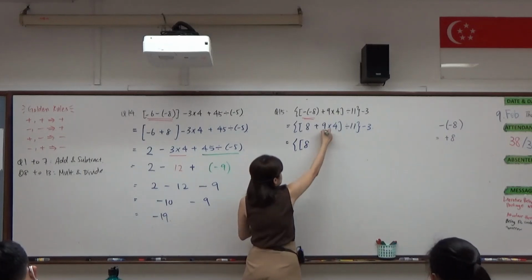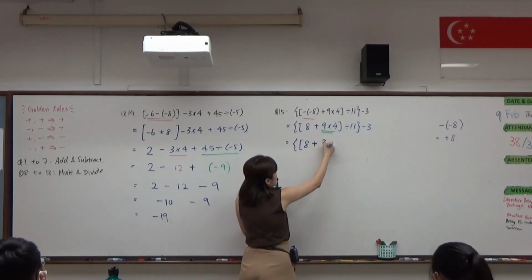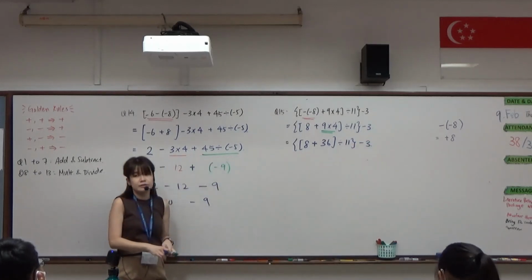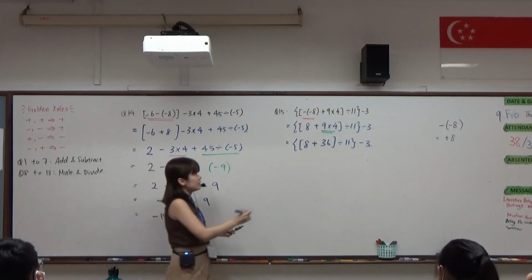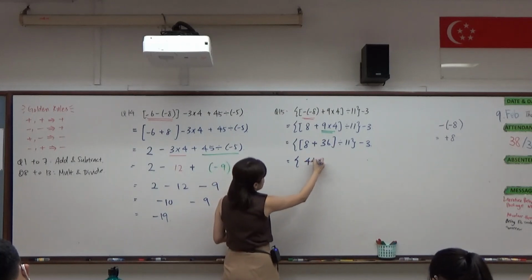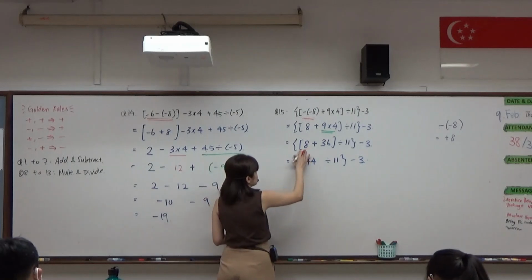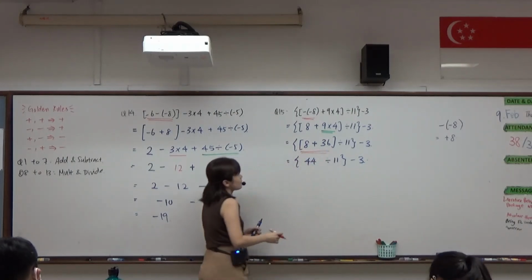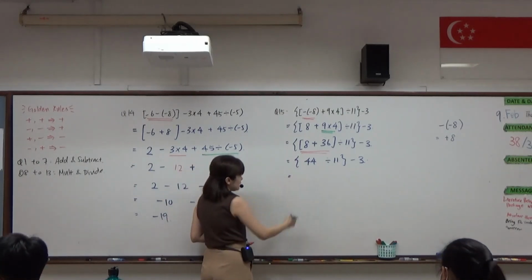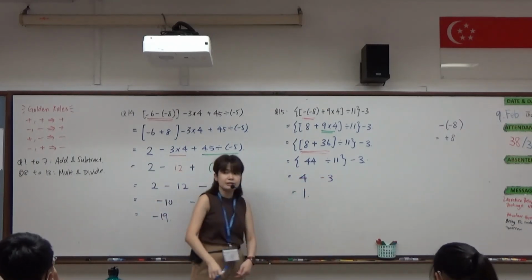Next thing that we have to do is this 9 times 4. So it is a plus first, follow through. 9 times 4 is 36, divided by 11, then followed by minus 3. Then I can do 8 plus 36, which is going to be 44, divided by 11, minus 3. Then 44 divided by 11 is 4. So 4 minus 3, final answer is just 1.